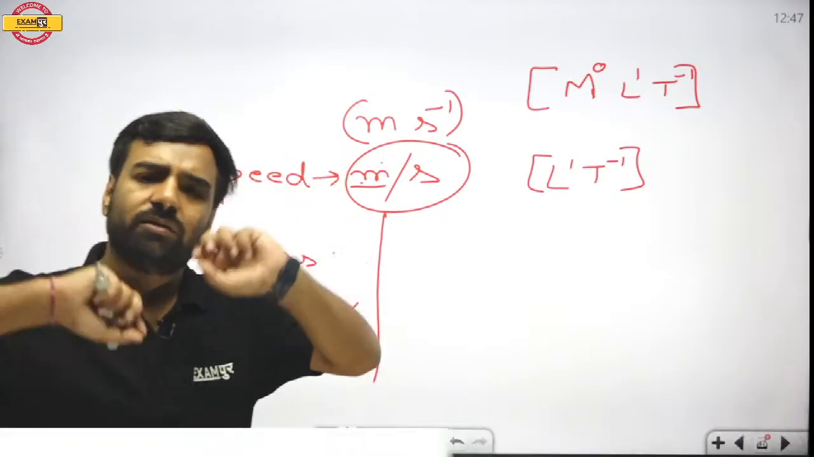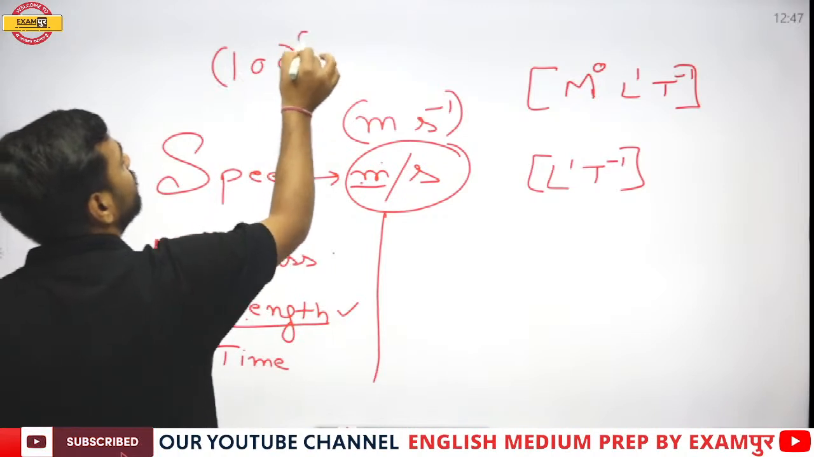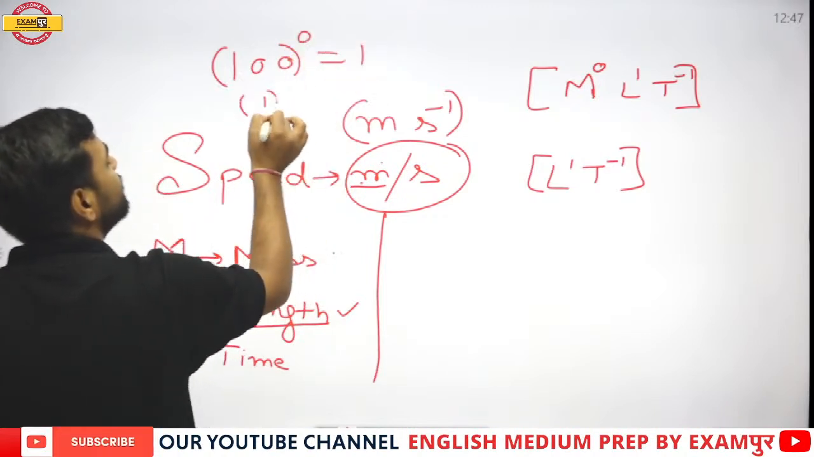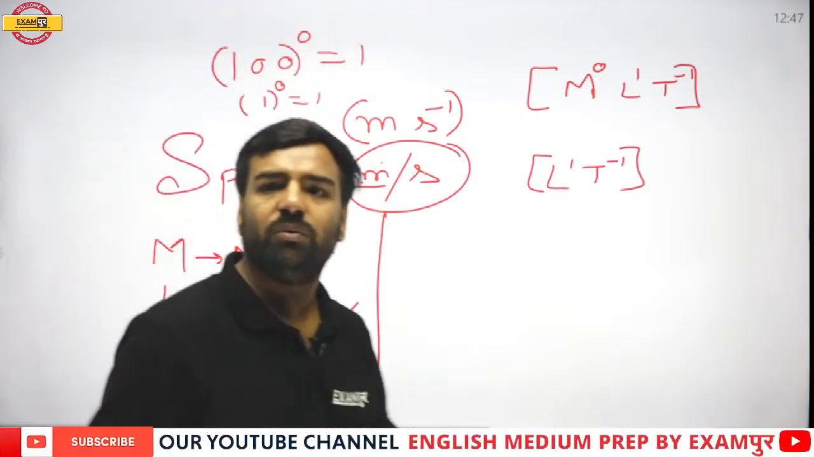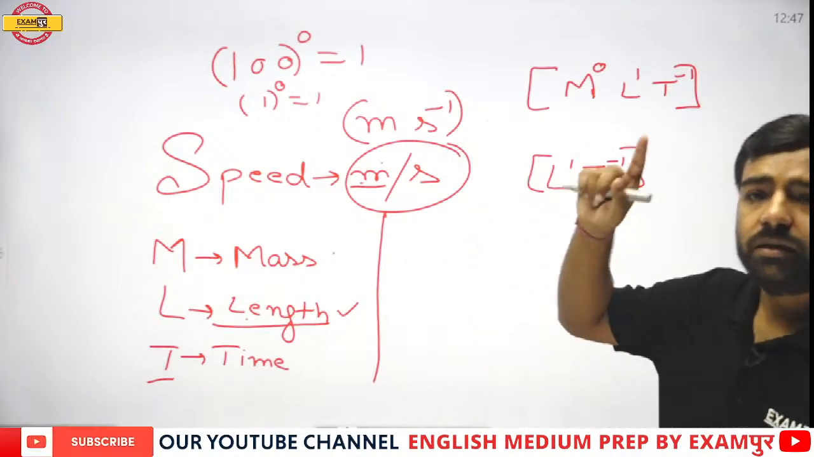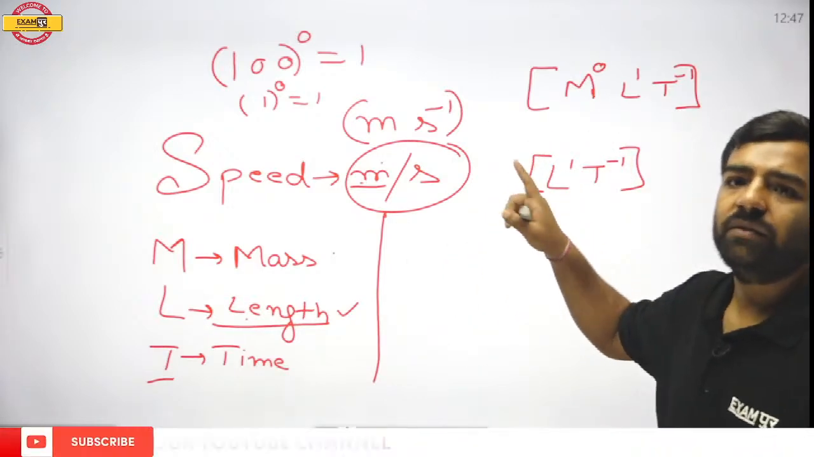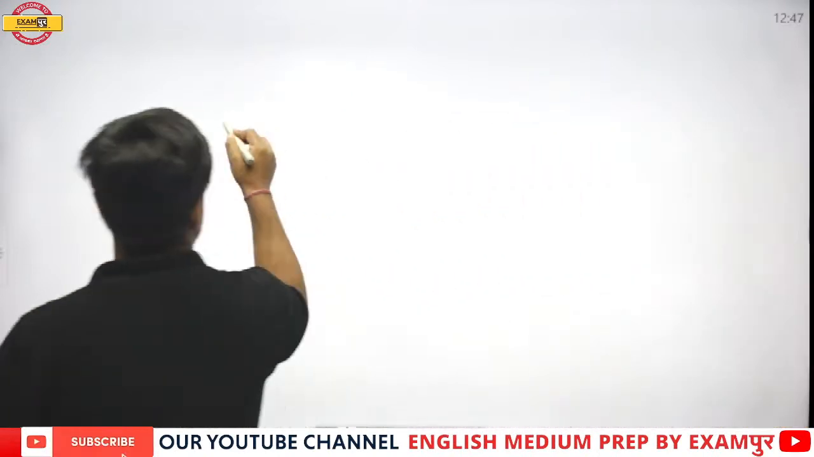Whatever unit or number is there, for example, if I write 100's power 0, this will also be 1. 1's power 0 will also be 1. True. So if I talk about 1 lakh's power 0 also, that is also going to be 1. So yes, Ilma, that would be L1 T inverse. Simple. So if this is clear, let's talk about acceleration.